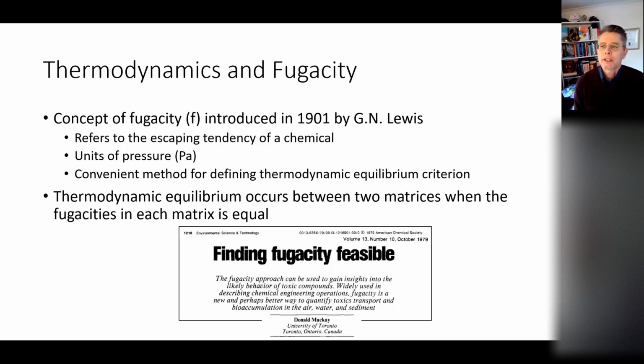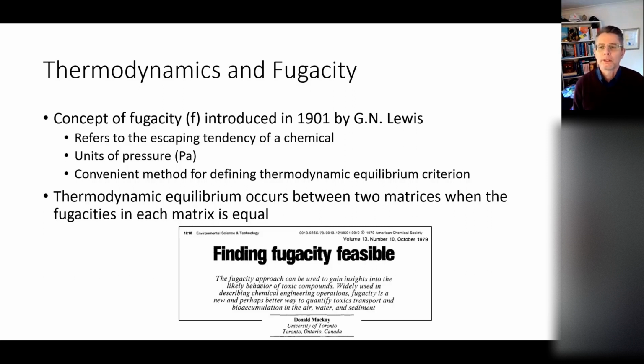In talking about Fugacity, I'm going to assume there's probably a variety of people who have come across this term before, maybe some who haven't. So I'll start really basic, with an overview of what this is. Fugacity is a concept that fits within the space of thermodynamics. It was introduced by Lewis in 1901 and refers to the escaping tendency of a chemical. What is nice about Fugacity is that it has units of pressure, and so it lends itself well to conceptualizing what might be happening within a system.